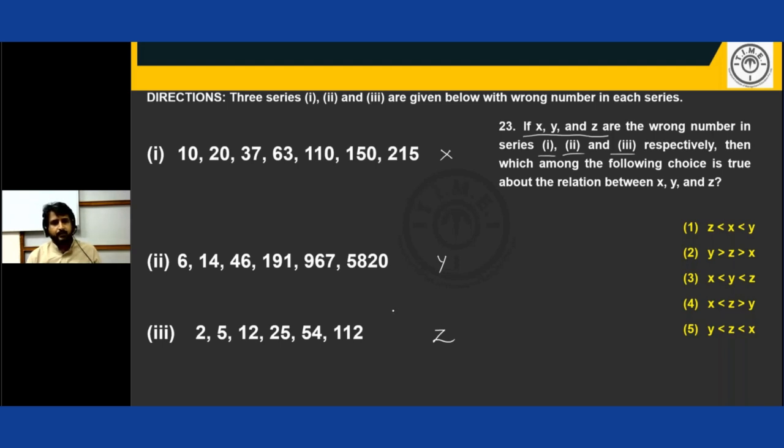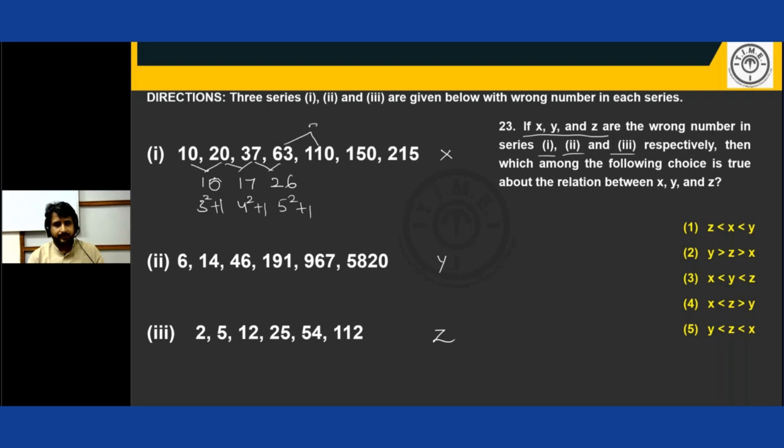What are the given numbers? 10, 20, 37, 63, 110, 150, 215. Definitely if you see the small increases: plus 10, plus 17, and plus 26. Are you able to recognize these numbers? 10, 17, 26? I can. These are close to perfect squares. 10 is 3 square plus 1. 17 is 4 square plus 1. 26 is 5 square plus 1.